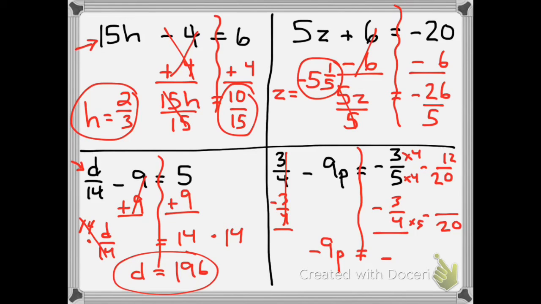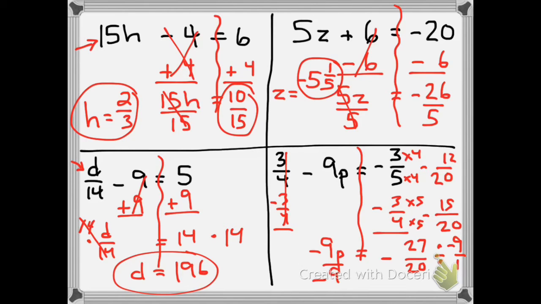5 times 4 gives us 20, so we multiply on top, giving us 15. So we end up getting negative 27 over 20. All right. Now we're going to divide by negative 9. So when we divide by negative 9 over here, this can be rather difficult. When we do so, we're going to take the flip of this.